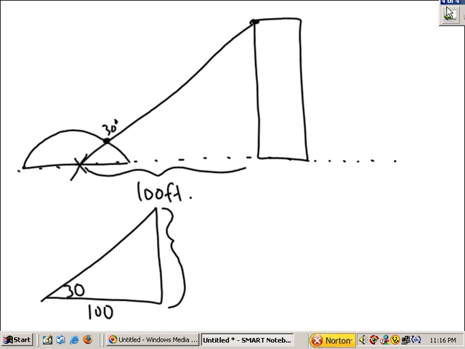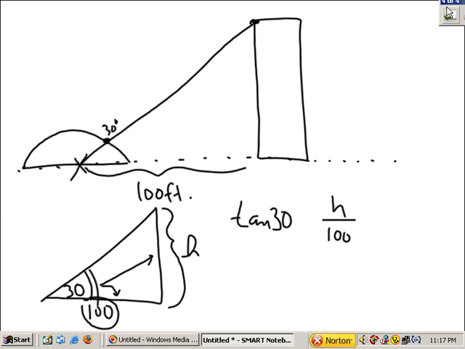Now, all trig functions give the ratio of two sides of the triangle. Well, you're given one, and you want to know the other. I'll call it h for height. Which trig function gives you h over 100? Now, h is not the hypotenuse. With respect to 30 degrees, the angle we know, h is the opposite, and the 100 is the adjacent. Well, that's tangent. The tangent of 30 degrees is equal to opposite over adjacent.